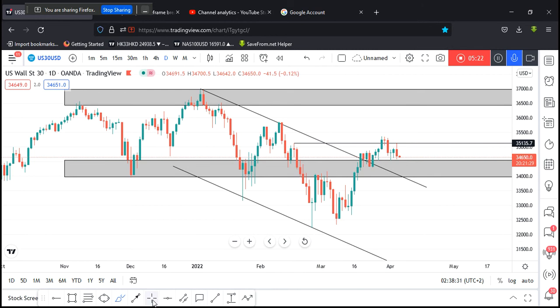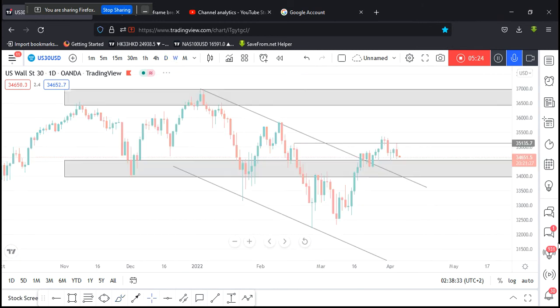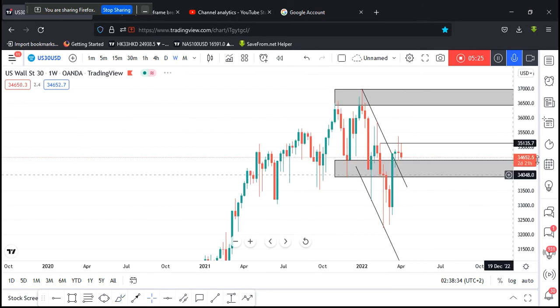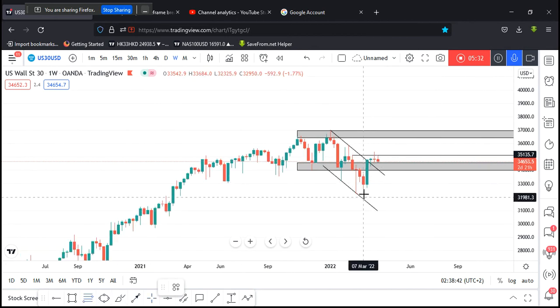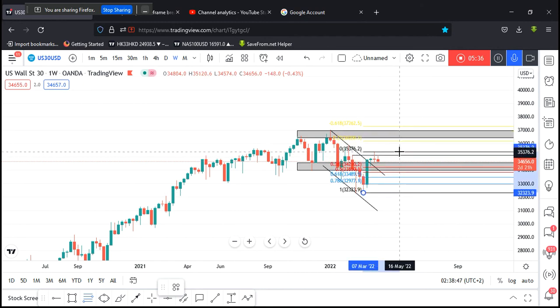So basically, how are we going to be looking forward to enter the long trade once the market is retested? I'm going to just use my Fibonacci, because my Fibonacci actually works for me. If I take my Fibonacci from the lowest point there to the highest point, okay, fine.